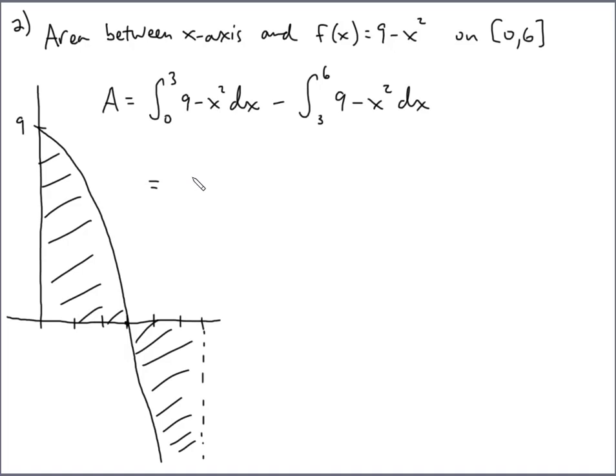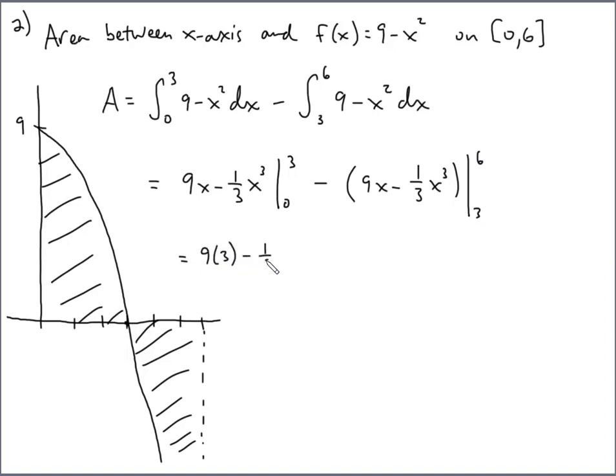So we'll get 9x minus 1/3 x cubed for the first part, evaluating this from 0 to 3. Then we're going to say minus, again, 9x minus 1/3 x cubed. This one evaluated from 3 to 6. So plugging in 3 here, we're going to get 9 times 3 minus 1/3 times 3 cubed. Now if I plug in 0, that's just gone, so we'll not bother with that. Minus, now again we have to subtract off the whole thing that we're going to get here.